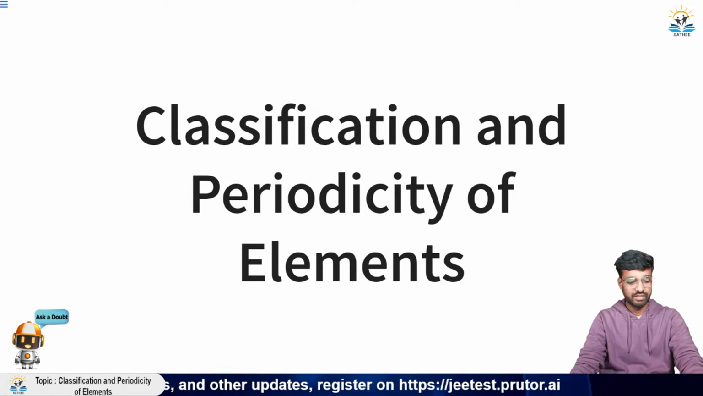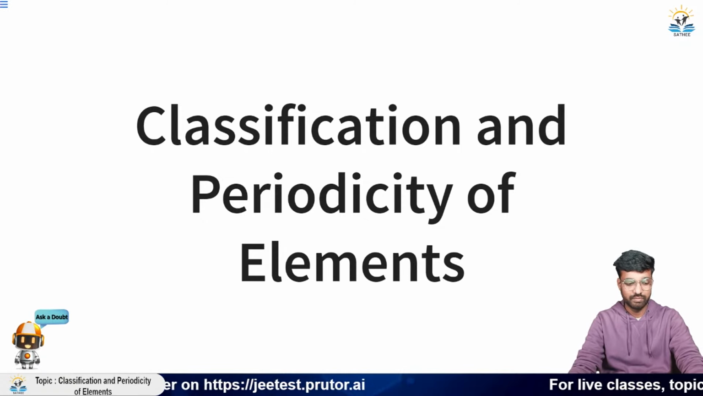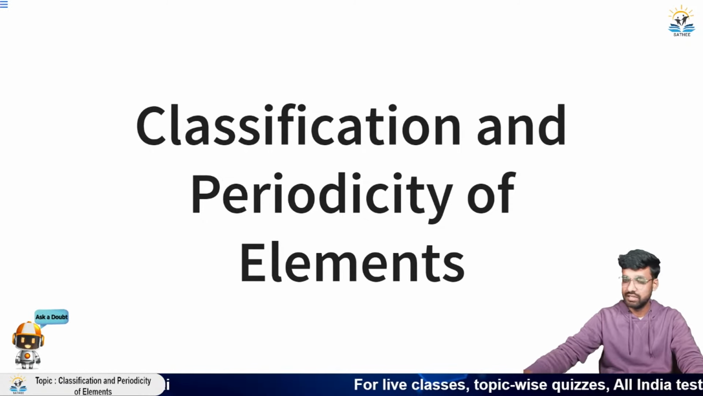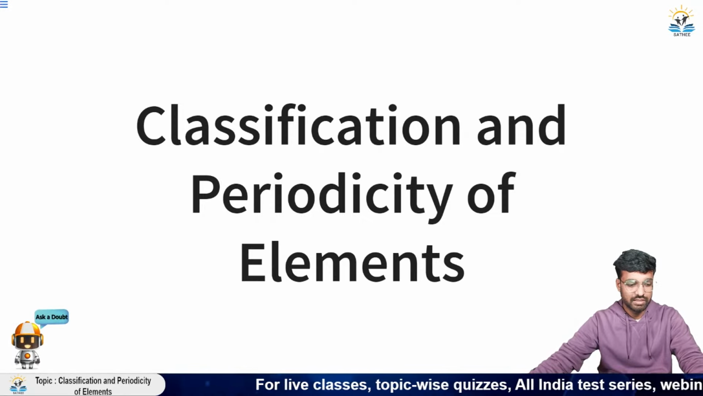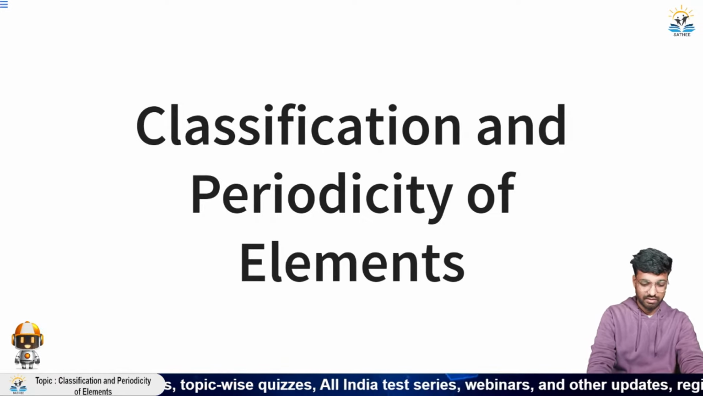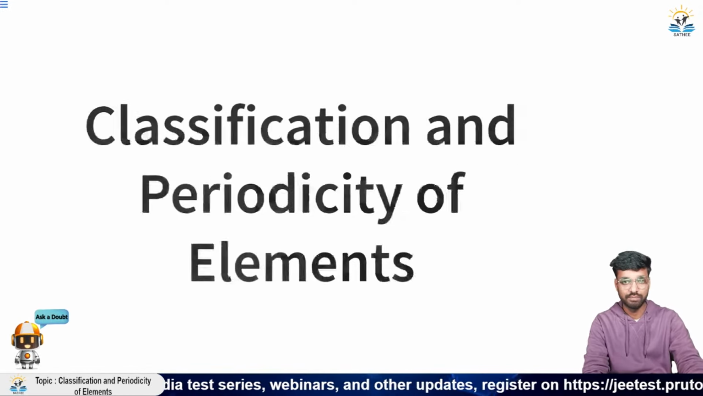In this chapter, we will cover all the topics in the JEE syllabus in one day only, because it is a short chapter, and you can consider it an easier chapter also. Basically, we will classify the elements that are present naturally in the environment as per the modern law. Let us see what the modern law is.